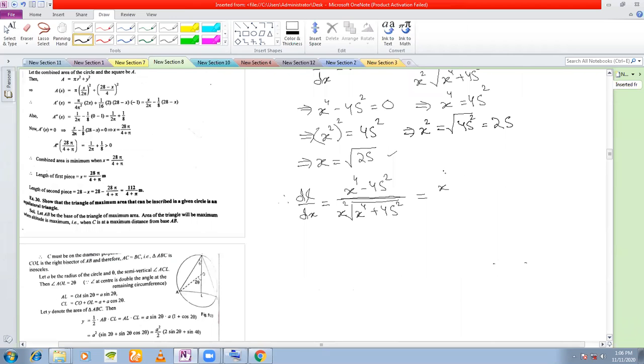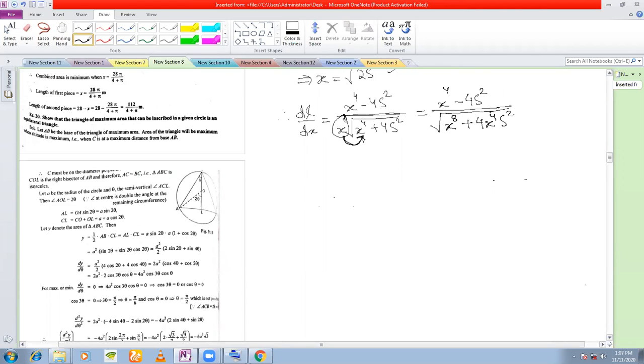How do you find it? You can use the u by v rule. But before using the u by v rule, take this x square inside the radical. Then this will become x square squared, which is x to the power of 4. And x to the power of 4 into x to the power of 4 is x to the power of 8, plus 4x to the power of 4 whole square. Now this will be a little easier to differentiate.